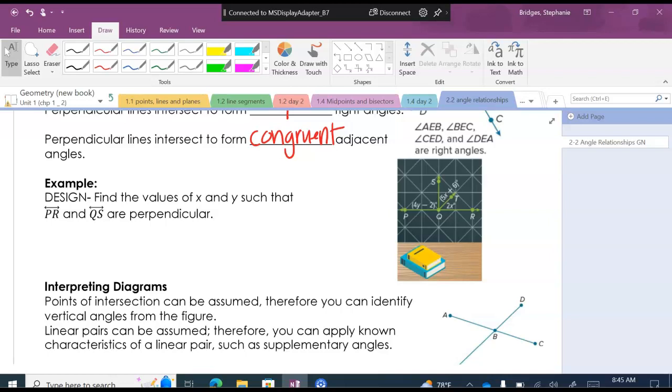And so if I want to solve that, 4y minus 2 equals 90. I'm going to start by adding 2. And that's going to give me 4y equals 92. And then we will divide both sides by 4. Is it 23?